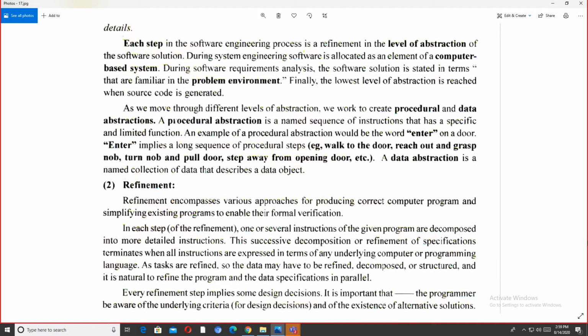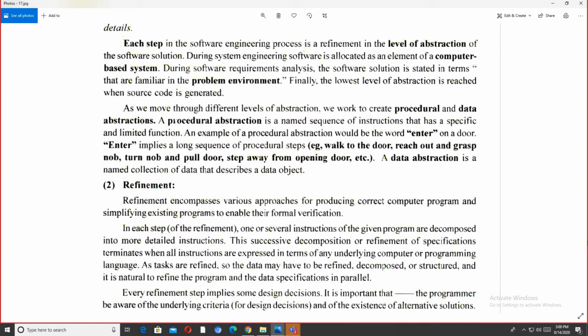During system engineering, software is allocated as an element of the computer-based system. Similarly, during software requirement analysis, the software solution is stated in terms that are familiar in the problem environment. Finally, the lowest level of abstraction is reached when source code is generated. The lowest level of abstraction means whenever you are going to finally code your module, then we can say that the lowest level of abstraction is reached. Further moving, as we move through different levels of abstraction, we work to create procedural and data abstraction.